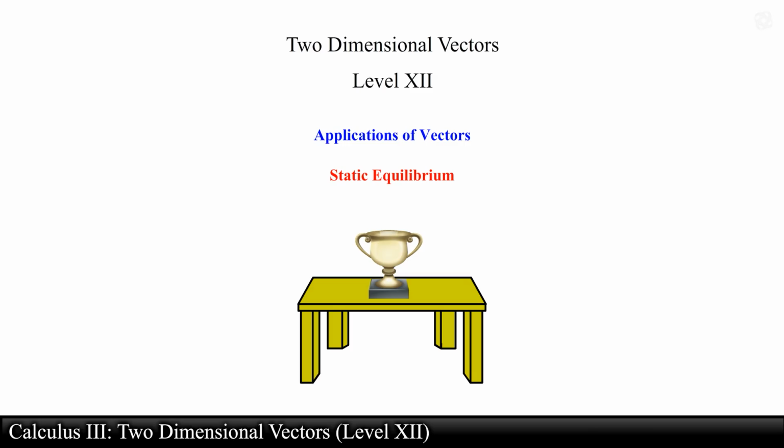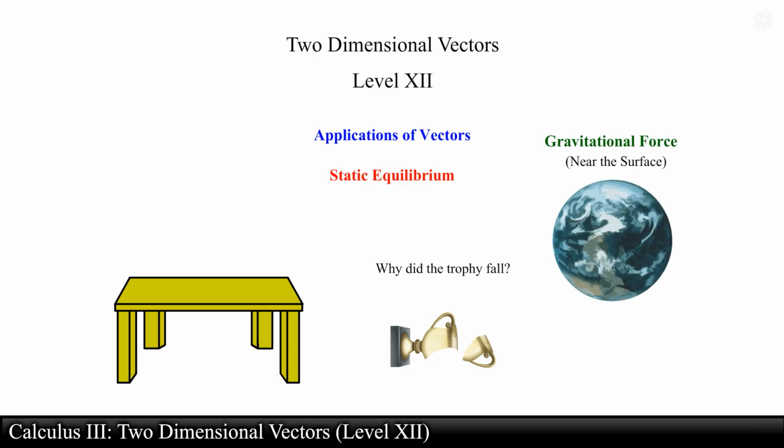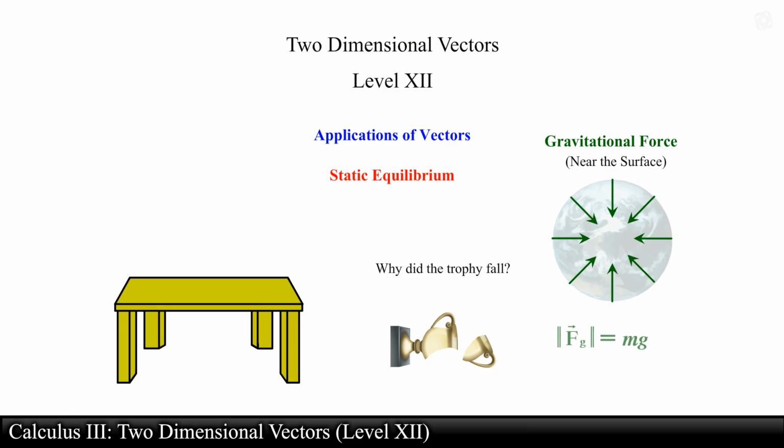In its current position, the trophy is not moving, but if the table is suddenly and rapidly removed, the trophy will fall to the ground and break. What force caused the trophy to fall down immediately after removing the table? The force responsible is the force of gravity. This force is perhaps the most intuitive force in our lives, since it pulls us towards the center of the earth on a daily basis. The magnitude of this force is our weight, which is the product of our mass and the gravitational acceleration. The direction of this force is always towards the center of the earth.